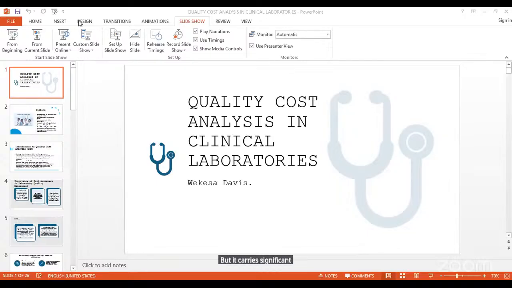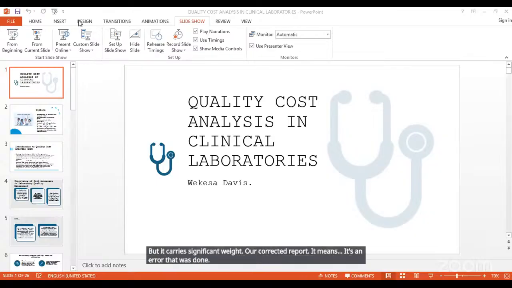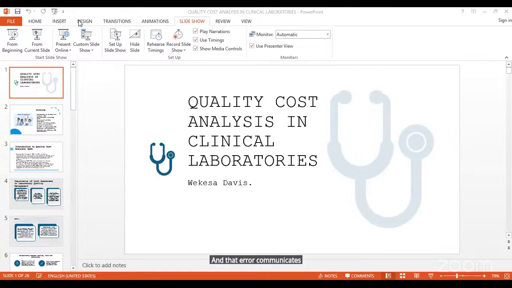A corrected report means an error was made, and that error communicates a lot to our patients or to our service providers in the end. So it has to be checked. It comes with a cost.